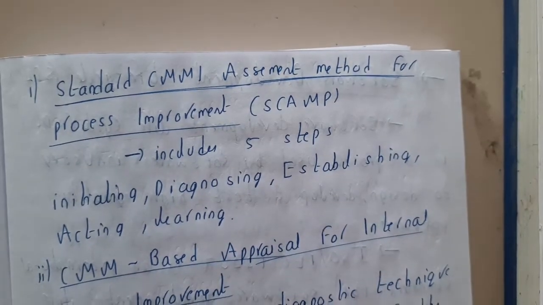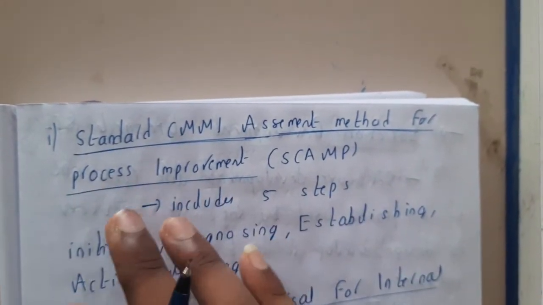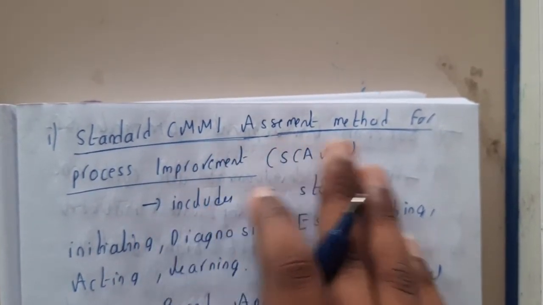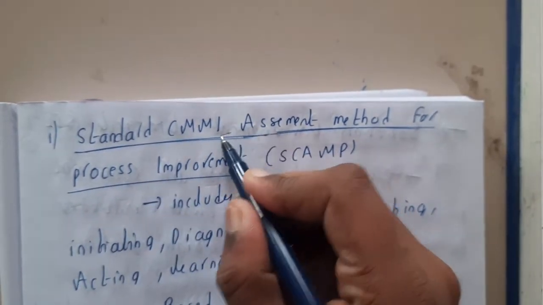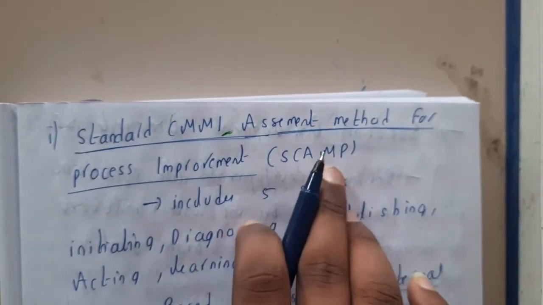Okay, so you will be taking care of them also. Okay, so the standard process is nothing but CMMI, guys. The standard CMMI assessment method for process improvement. So we discussed the maturity model, right? Based on that model only we have this, guys. So this is nothing but SCAMPI.